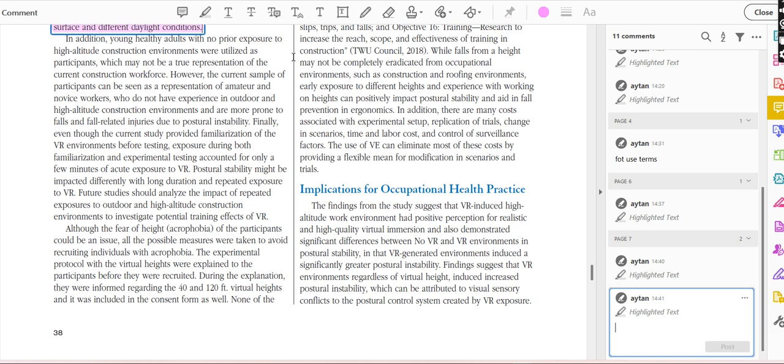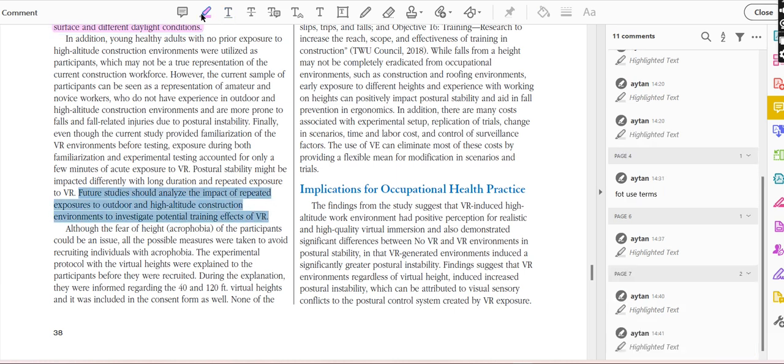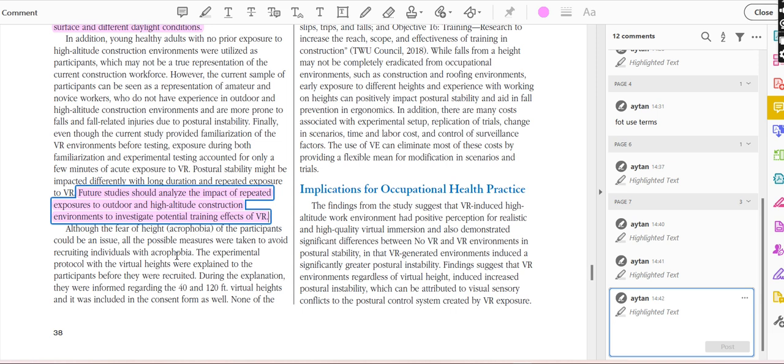Although the fear of height of the participants could be an issue, all the possible measures were taken to avoid recruiting individuals with acrophobia. The experimental protocol with the virtual heights was explained to the participants before they were recruited. During the explanation, they were informed regarding the 40 and 120 feet virtual heights, and it was included in the consent form as well.